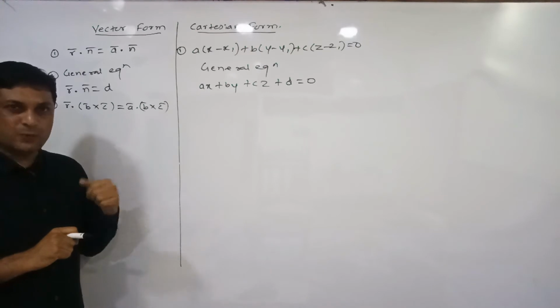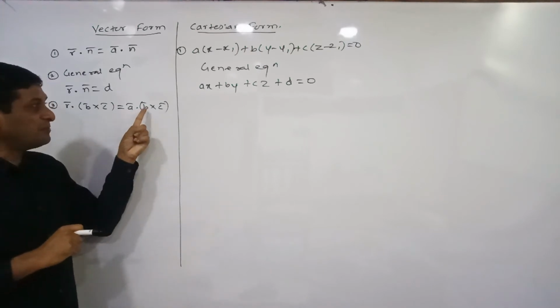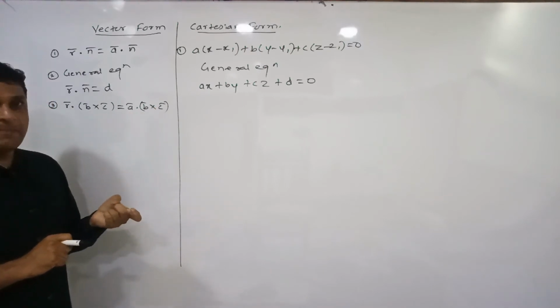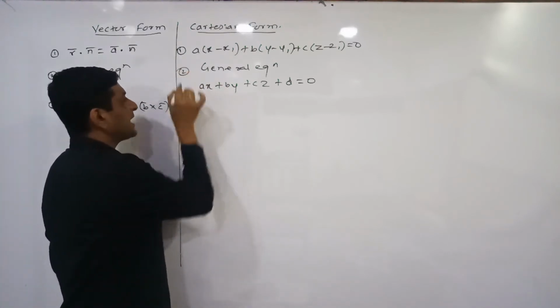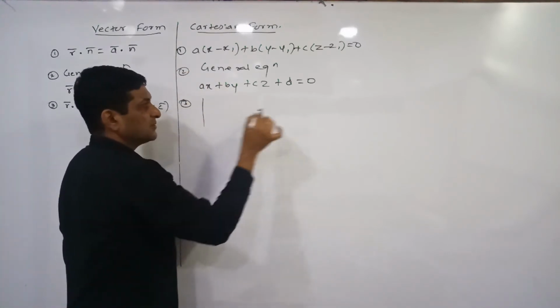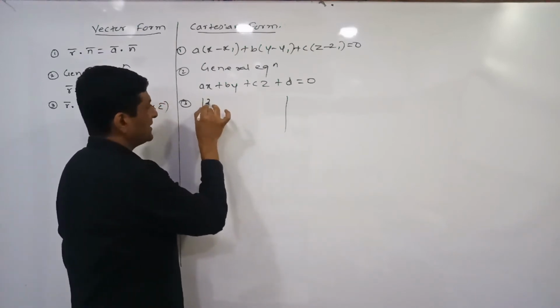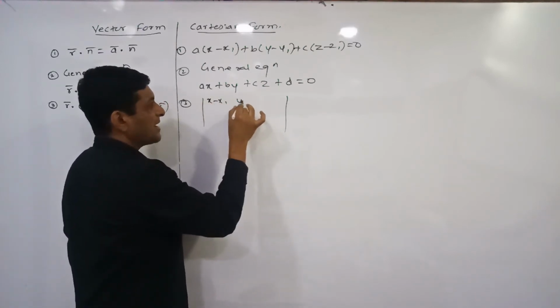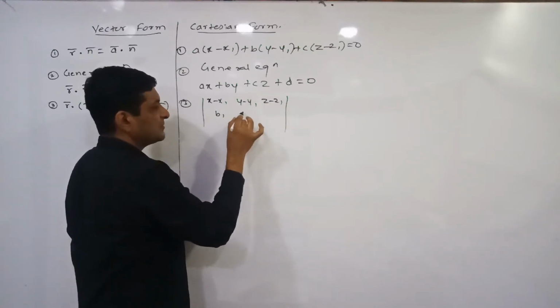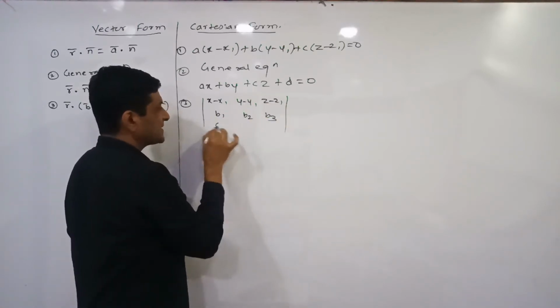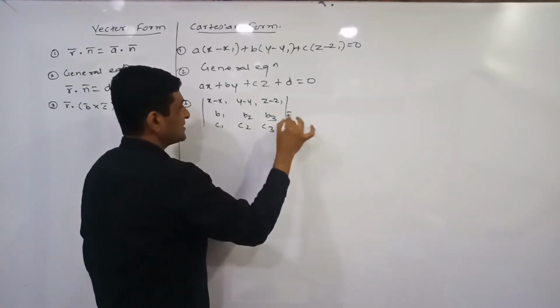Position vector of one point on the plane is given to us, and b bar and c bar are two vectors parallel to the plane. The same formula we have converted into Cartesian form also. So the Cartesian equation of the plane is the determinant with rows x minus x1, y minus y1, z minus z1; b1, b2, b3; c1, c2, c3, equal to 0.